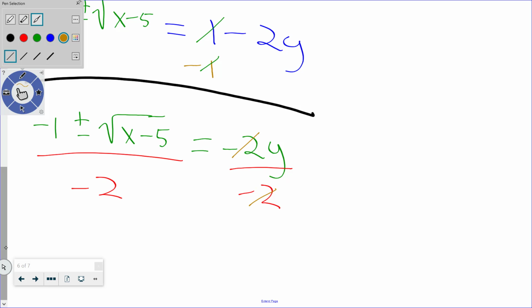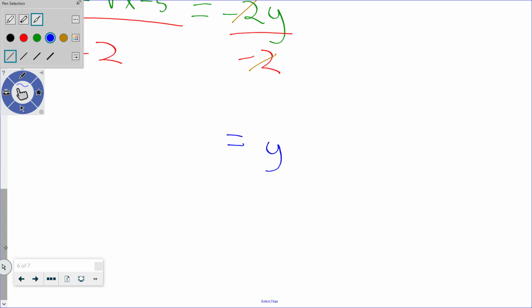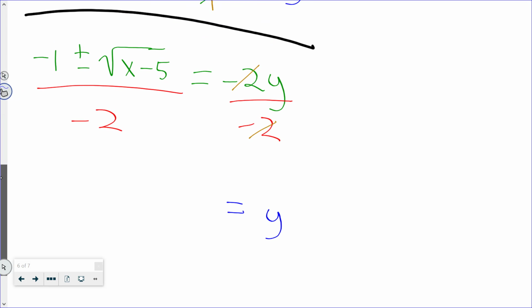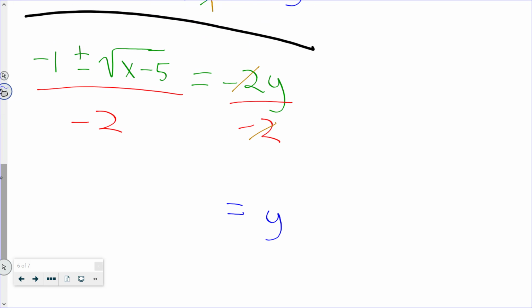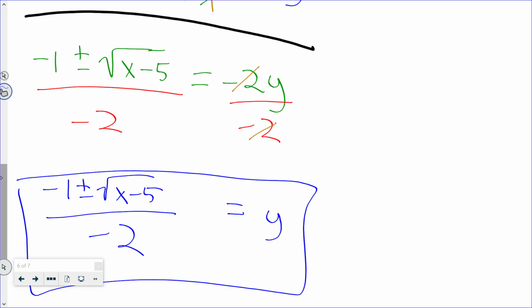That cancels out. The only thing left on the right side is positive y. And on the left side, the expression is negative 1 plus or minus square root of x minus 5 over negative 2. Y is isolated. This is the inverse. Remember, the inverse has the little negative 1 over it. It could be just y, or it could be f negative 1 of x. This is how we show the inverse. We put that little negative 1 exponent to show that it's the inverse.